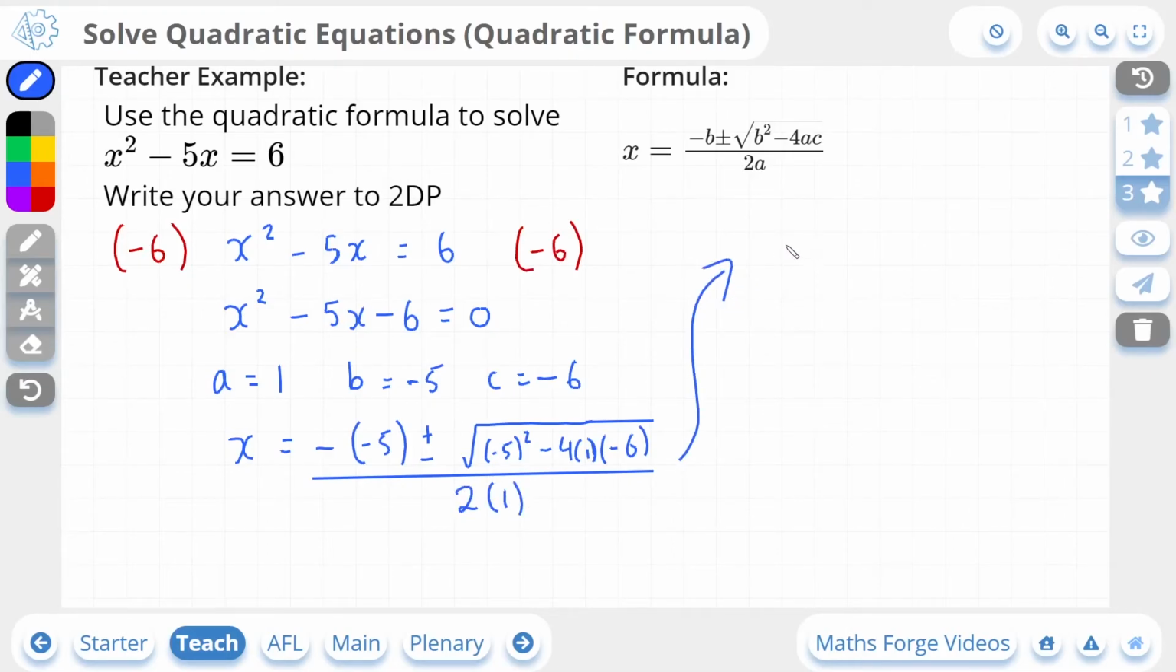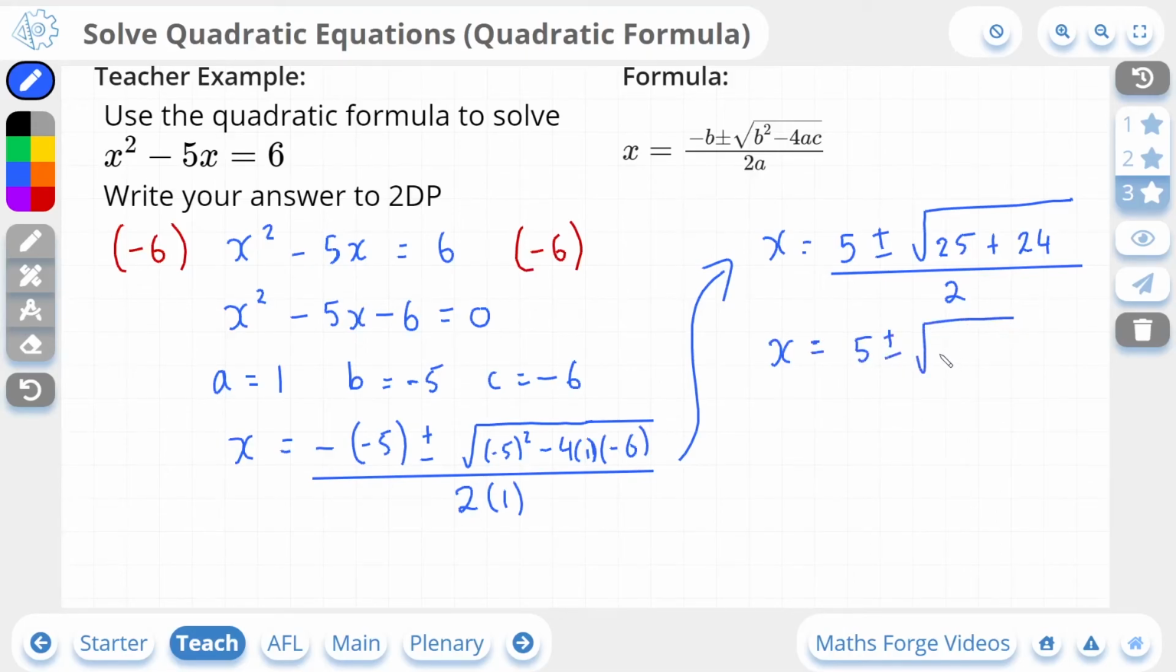Simplifying this further gives us the following. X is equal to minus of a negative is a positive 5 plus or minus the square root of negative 5 squared, which is 25. Minus 4 times 1 is negative 4. Negative 4 times negative 6 is positive 24. And this is all being divided by 2. So now we can simplify this once more to give us x is equal to 5 plus or minus the square root of 49, all divided by 2.